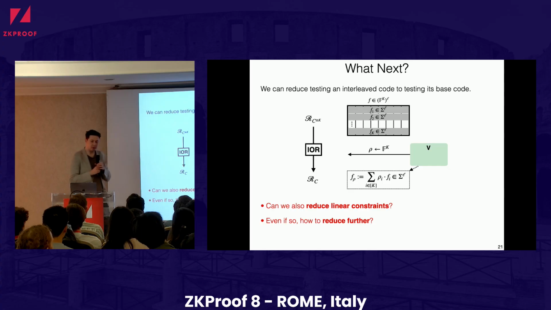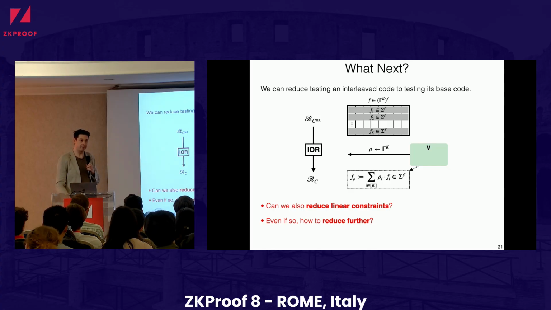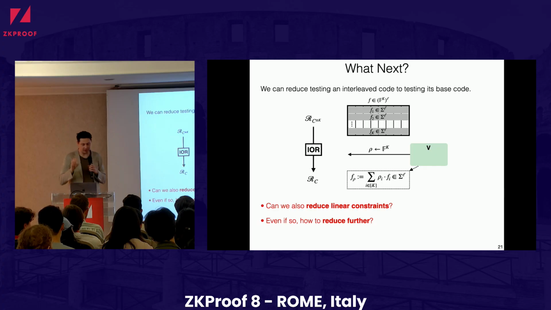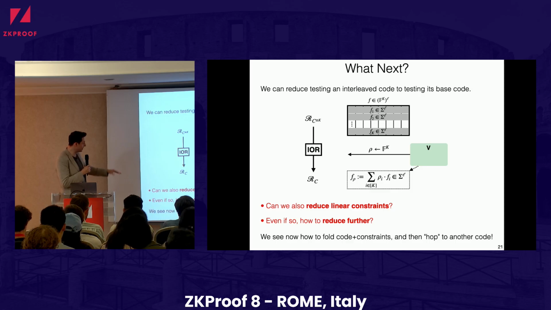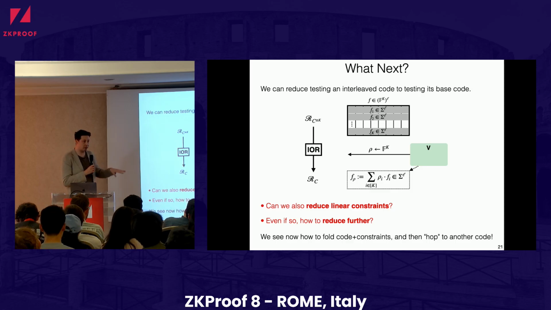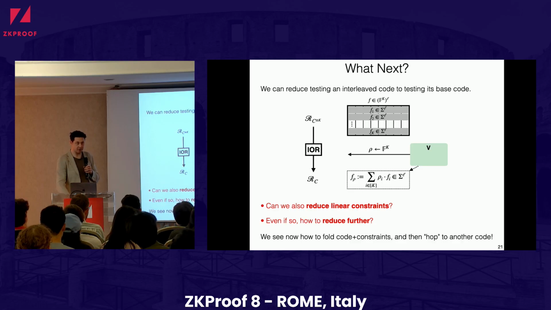And so this will lead to a beautiful notion of code switching that permeates a lot of the constructions of IOPs, right? And I think I have slides that get to the point of each of these core ideas in some sort of isolated, pedagogically simple setting, okay? So we'll see now how to fold code and constraints and then hop to another code, okay? So that's basically the strategy of modern IOPs. Are there any questions about this?